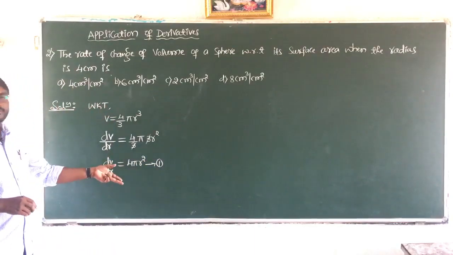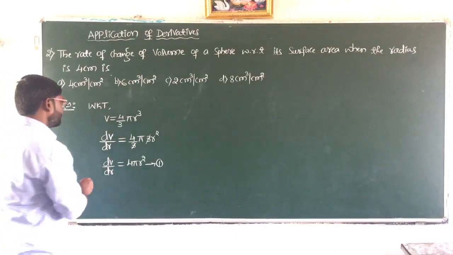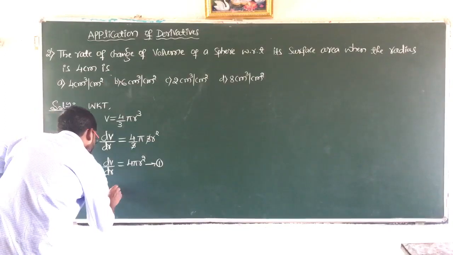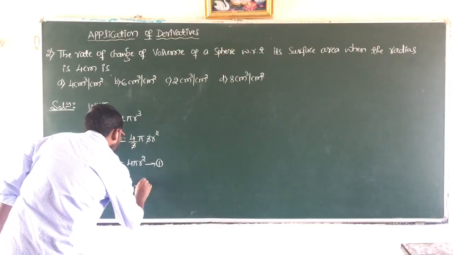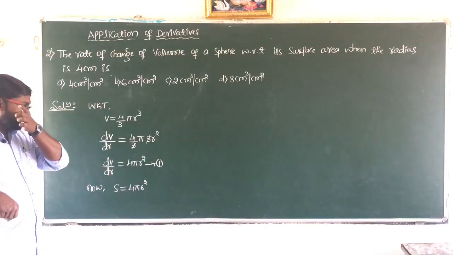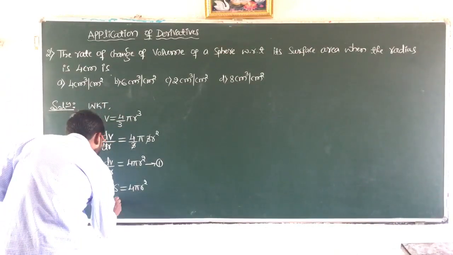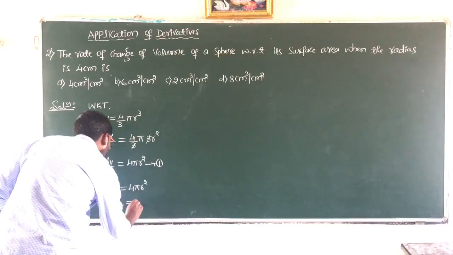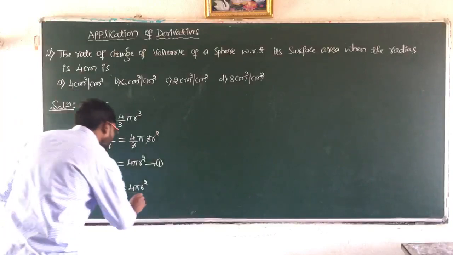Next we have to go for the surface area of the sphere. S equals 4 pi r square. This is the surface area of a sphere. Now differentiate with respect to r, we get dS by dr equals 4 pi constant, write it as it is. The derivative of r square will be 2r.